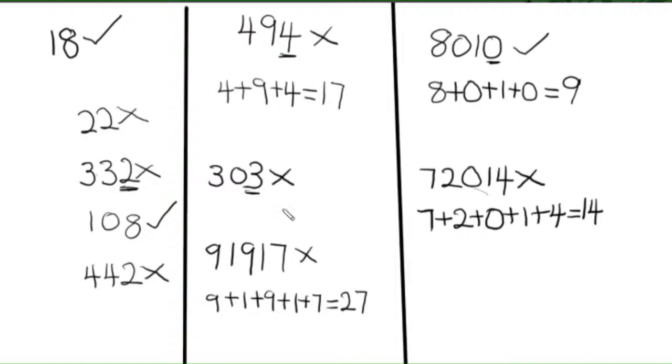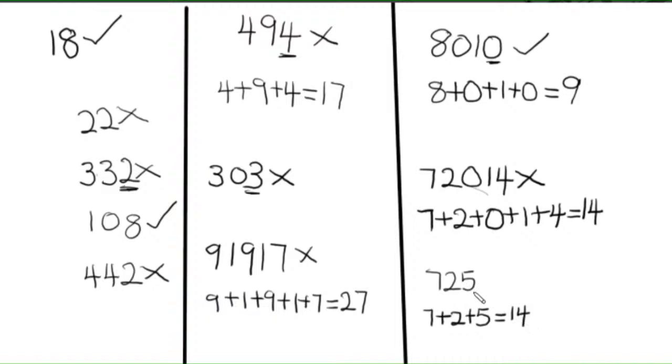Okay. Let's try another example and see. 725. Is it divisible by 9? Let's add all the digits. We have 7 plus 2 plus 5. 7 plus 2 is 9. 9 plus 5 is 14. Alright, 14 is not divisible by 9.